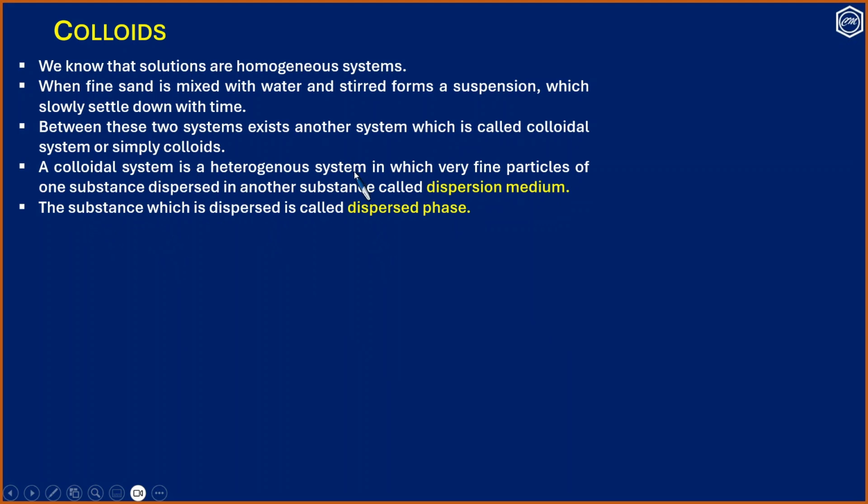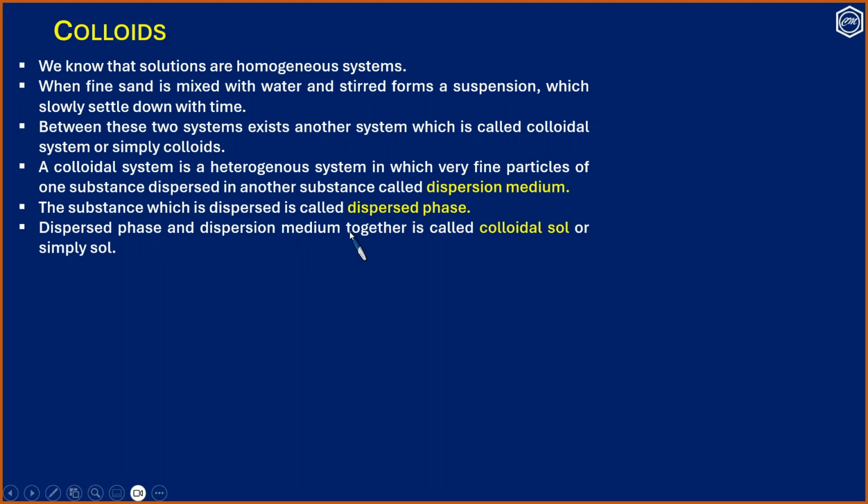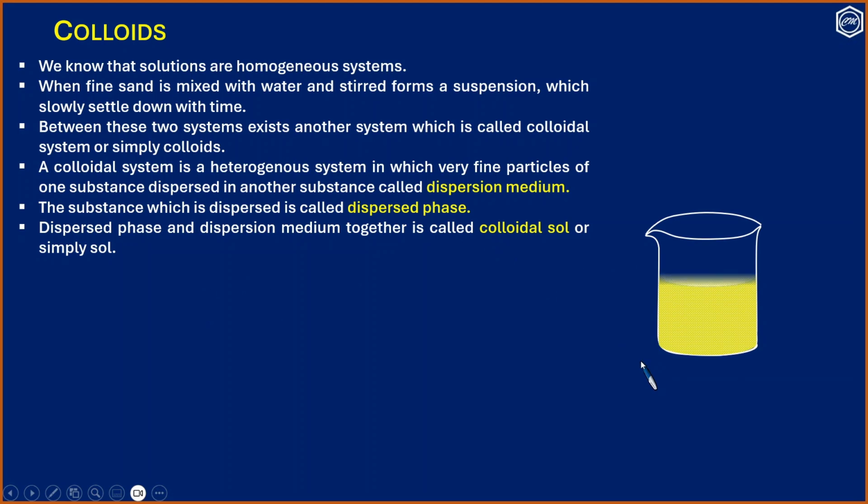A colloidal system is a heterogeneous system in which very fine particles of one substance are dispersed in another substance called the dispersion medium. The substance which is dispersed is called the dispersed phase. The dispersed phase and dispersion medium together are called a colloidal sol, or simply sol. Let this be a colloidal sol.